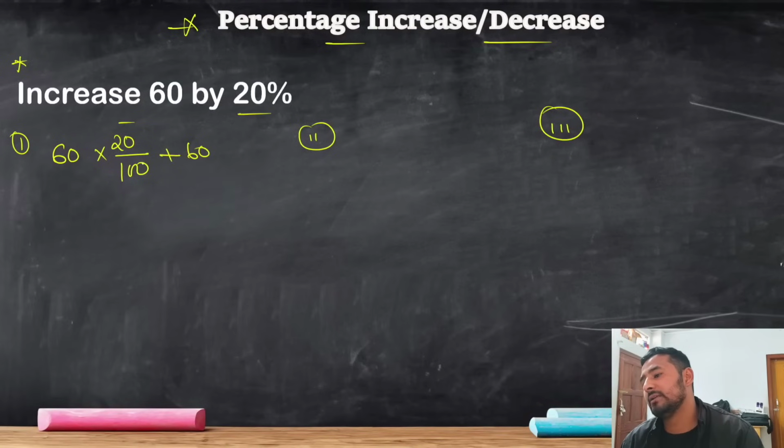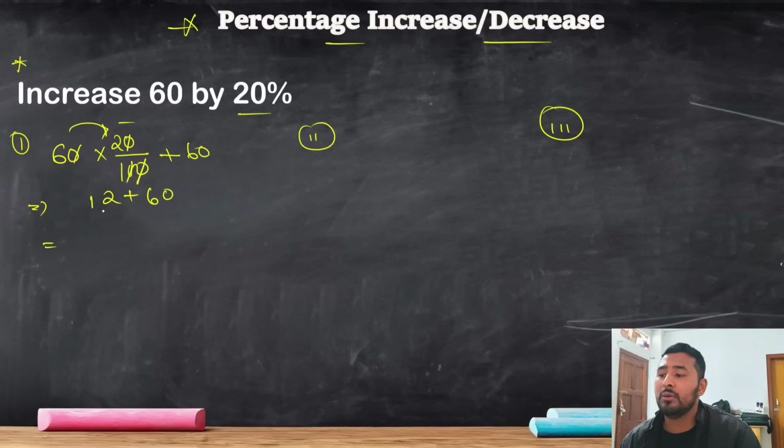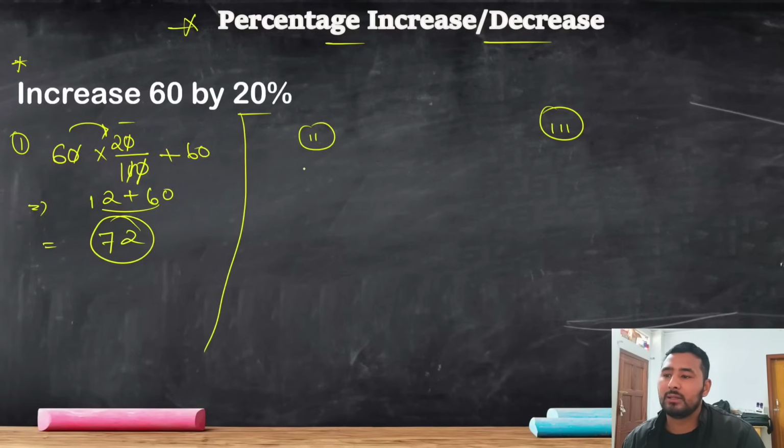How much will you be getting? You cancel 0, 0. 6 into 2 is 12. Get 12 plus 60. This is the traditional method, okay? When you add this, you get 72, right? Now let us see my method, method 2.